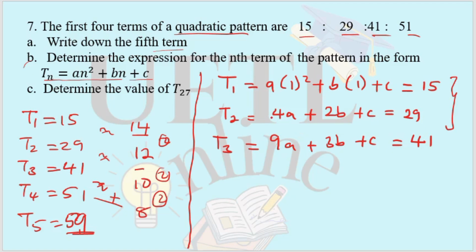The first step is to make C the subject of the formula and go on. So T1 is 15, right? So let's make C the subject of the formula. C is equal to 15 minus A minus B. From our equation 1, we can see that C is equal to this. Our next step is going to be substituting this C into these ones.